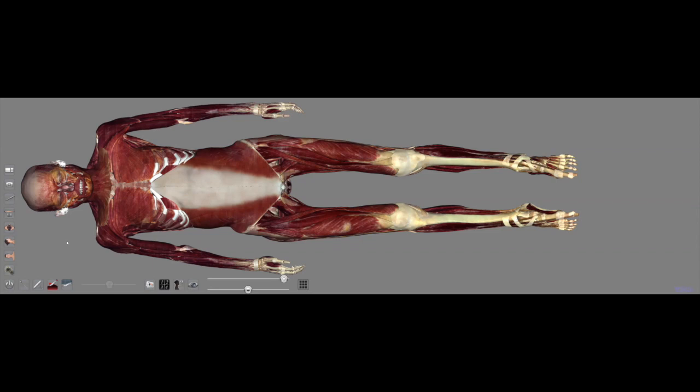Unilaterally, the internal obliques rotate the trunk to the same side, the ipsilateral side, and laterally flex the trunk to the ipsilateral side. So again, the highlighted right internal oblique here would rotate the trunk to the right and laterally flex the trunk to the right. Bilaterally, the internal obliques serve to flex the trunk.